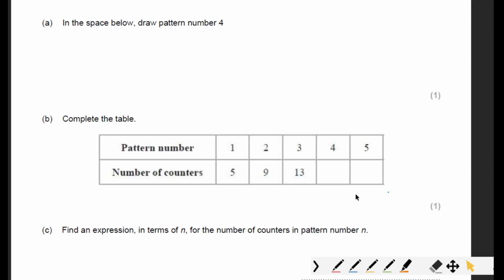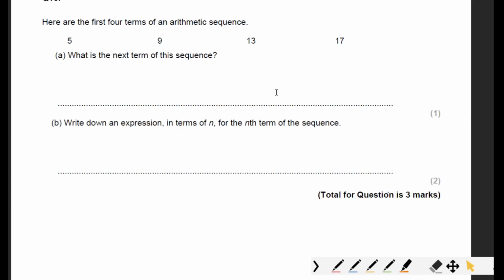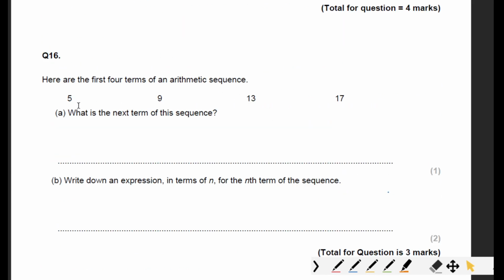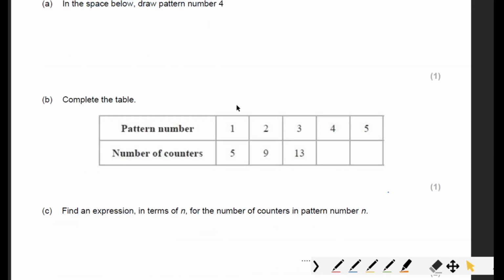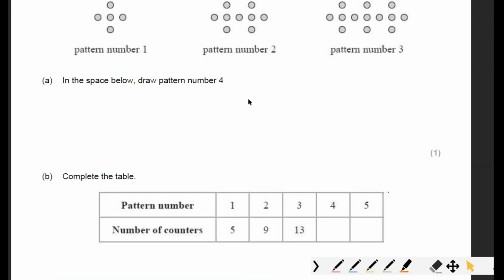It's asking to complete the table. We can see clearly it's adding 4 dots each time. This is actually, in a way, the same as question 16. We've seen these numbers before: 5, 9, 13, 17. We've got the same number pattern here. So all we're going to do is keep on adding 4. There you go.